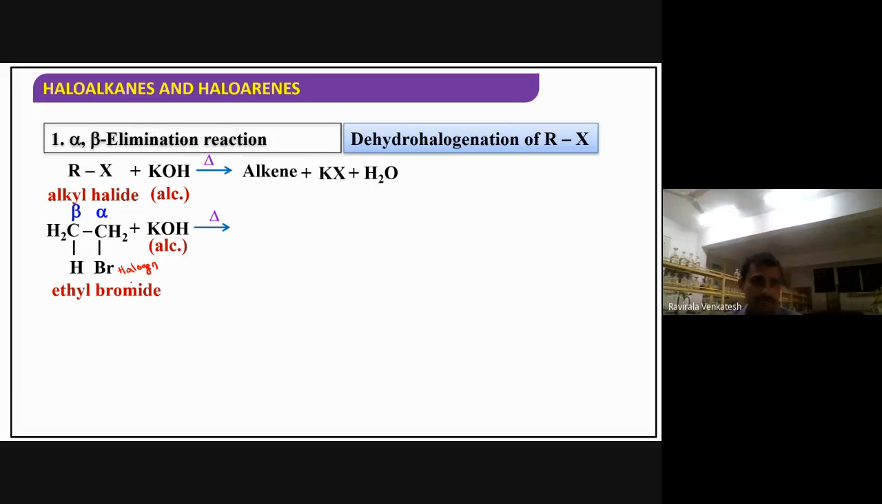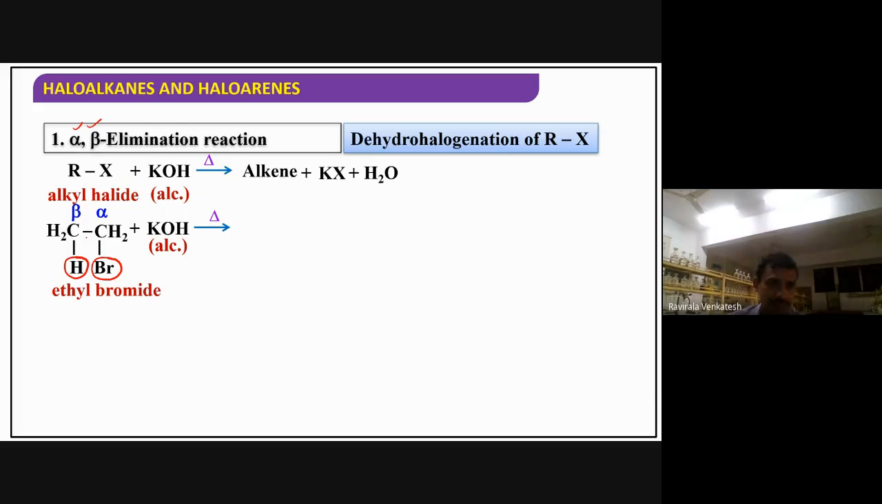First of all, you need to identify the alpha carbon and the beta carbon, then it will be easy for you. Now here, from the alpha carbon you are losing the bromine, and from the beta carbon you are losing the hydrogen. Understood? Why is it called an alpha beta elimination reaction? From alpha, bromine, and from beta, hydrogen is eliminating.